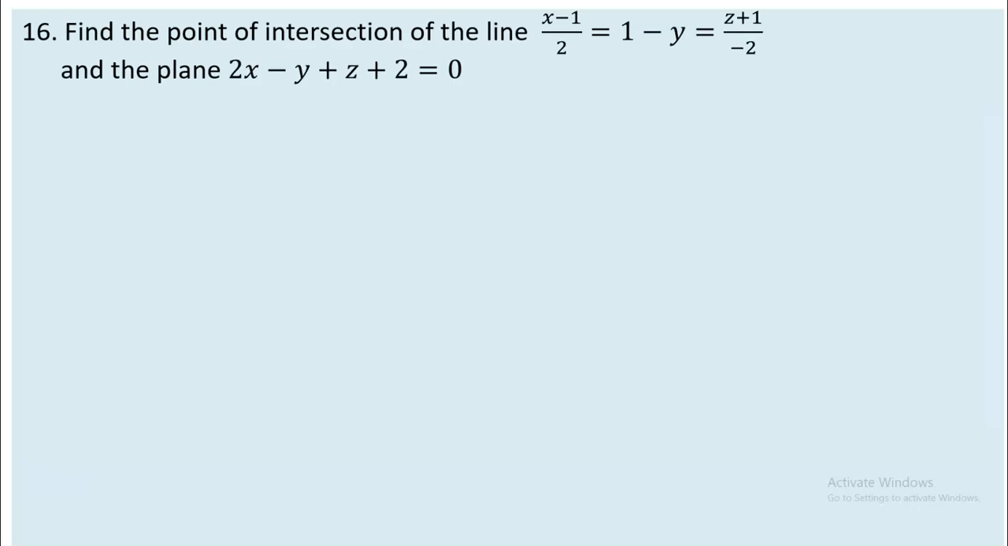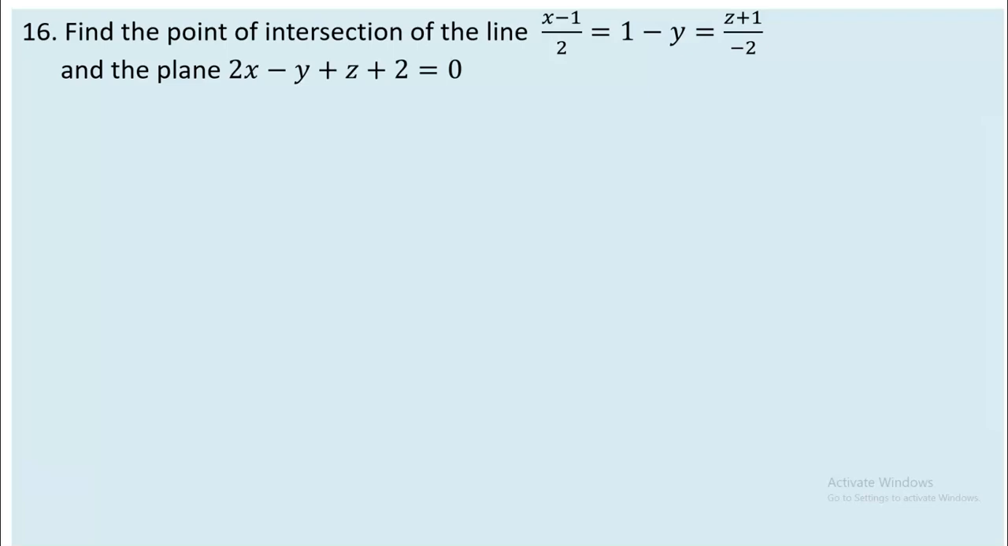Now what comes next is question number 16. Here you are given a plane, students: 2x minus y plus z plus 2 equals 0. This is the equation of the plane. And you are also given a line, in symmetric form: (x minus 1) over 2 equals 1 minus y equals (z plus 1) over minus 2. Whenever a line and a plane are given to us, there are three possibilities.